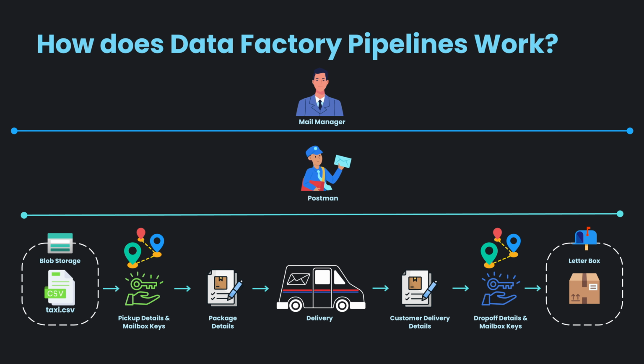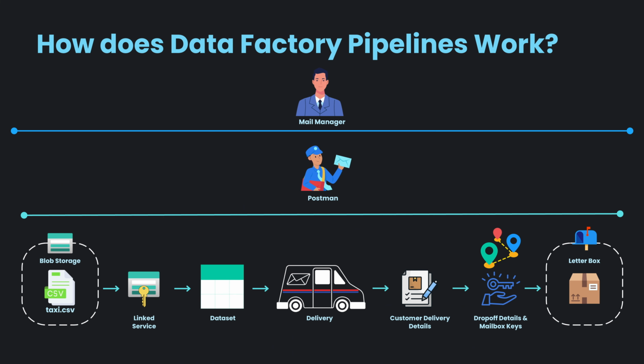But how would this process relate to Data Factory if we replace the mailbox with a blob storage and our letter with a taxi CSV file? Essentially, we would like to move the CSV data in the blob storage using Data Factory to a target system. But to first move it using Data Factory, we will need to get a key and an address of this CSV file. In Data Factory, this is called a linked service, where it defines the connectivity to this blob storage and authorization to access the data, which acts like a key.